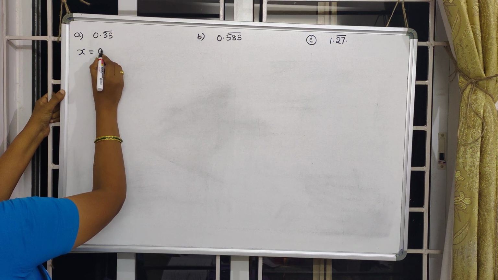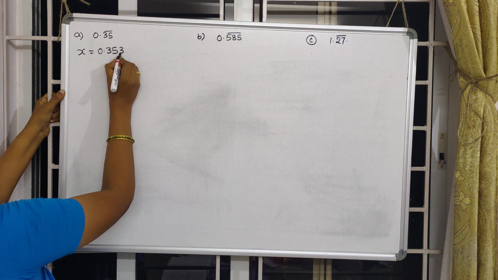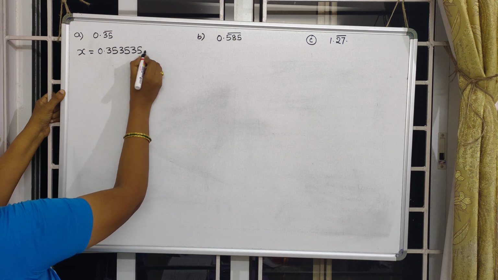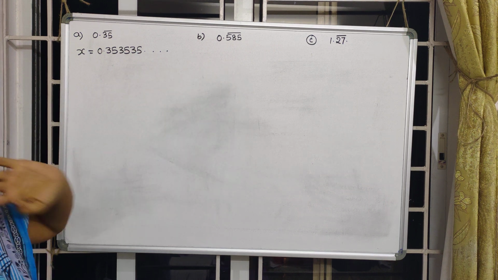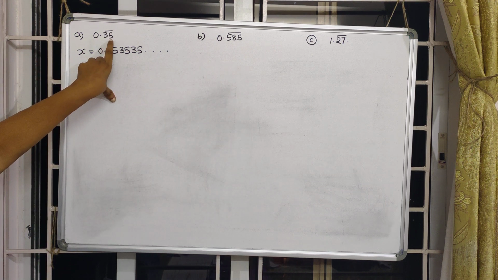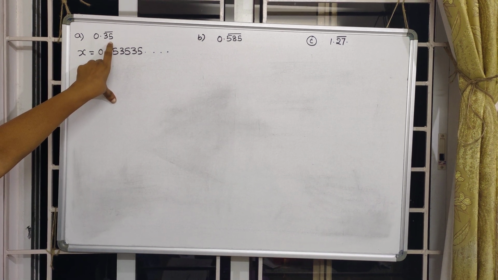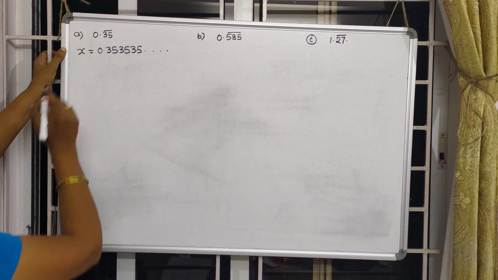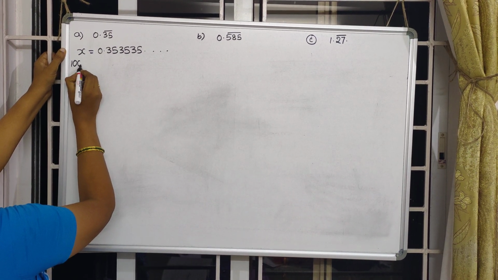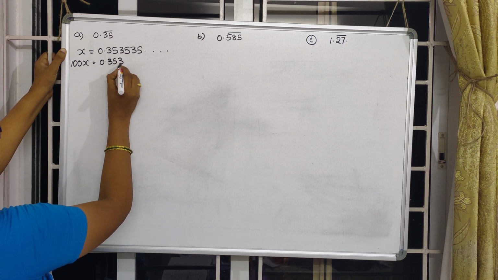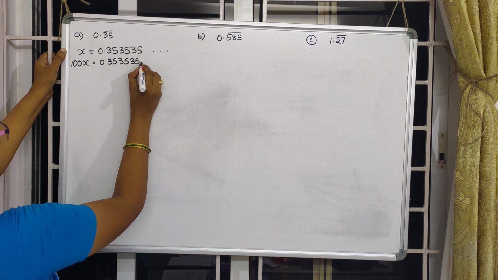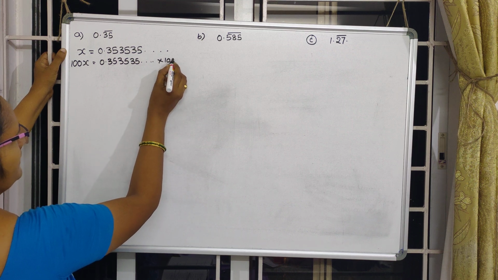x is equal to 0.353535 and so on. Because 35 is repeating, that's why I have kept it many times. How many decimal places are there? There are 2 decimal places, so I am going to multiply this x with 100. 100x is equal to 0.353535 and so on multiplied by 100.